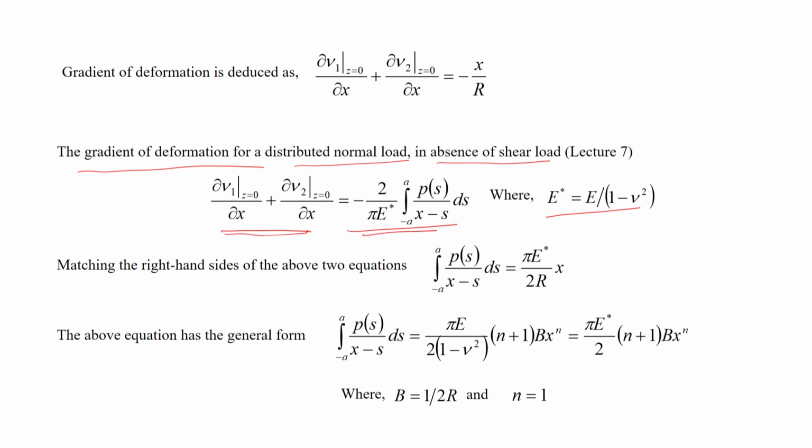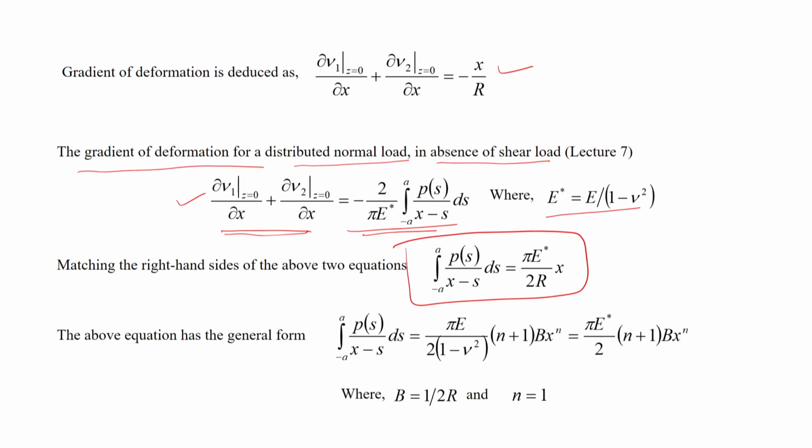So, now we can match the right hand side of the two equations. What it means is that if we match this right hand side, what we have here is actually this: the integral of p(s) from minus a to a, over x minus s, will be equal to pi e star by 2r times x, because this pi e star goes over here. So, it is x by r, you get this result. So, in a sense we do not deal with the vertical deformation that happens in the cylindrical geometries, or two cylinders in parallel contact, but we deal with the gradient or the slope of that. That is what we are doing.